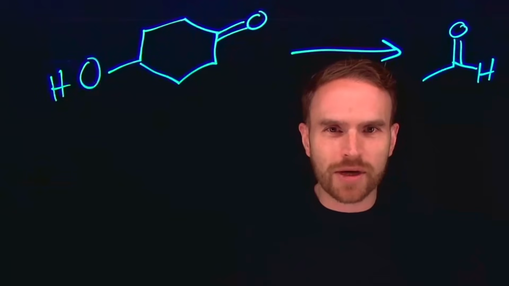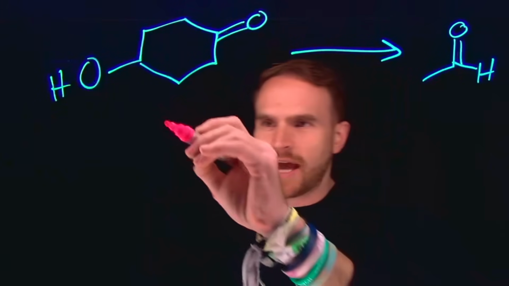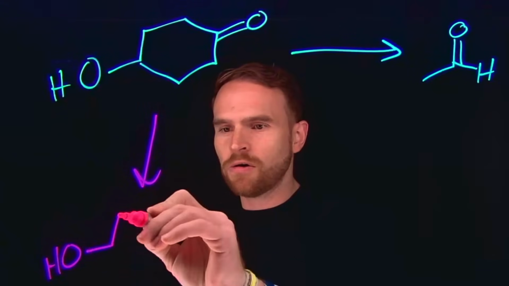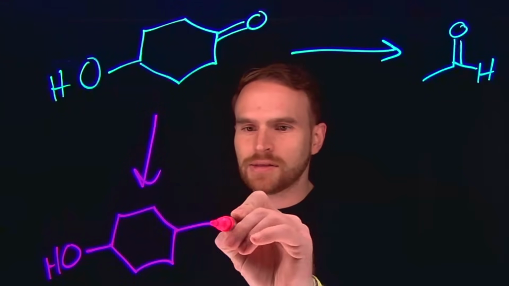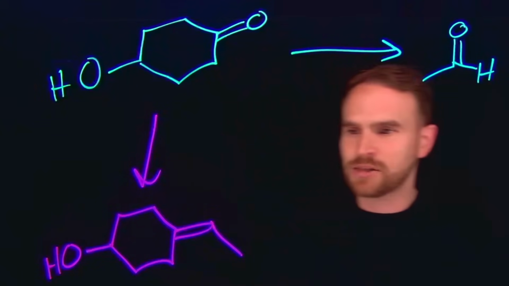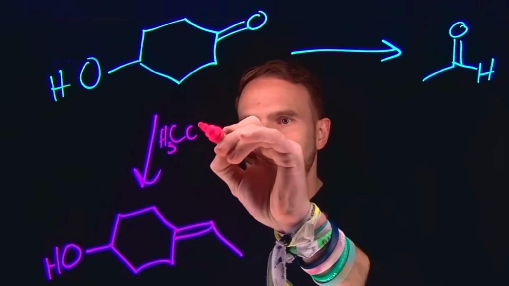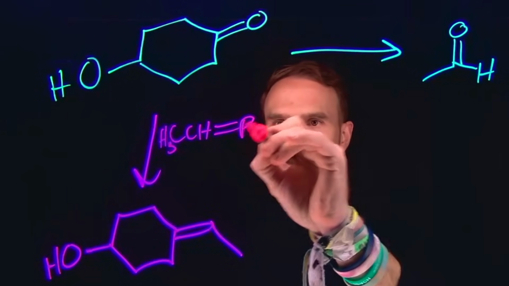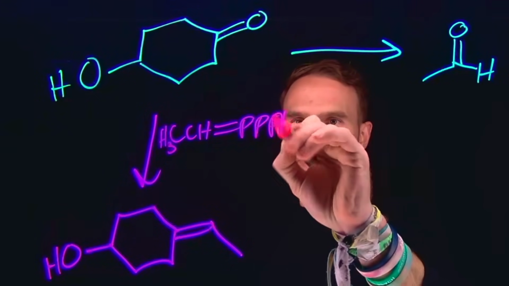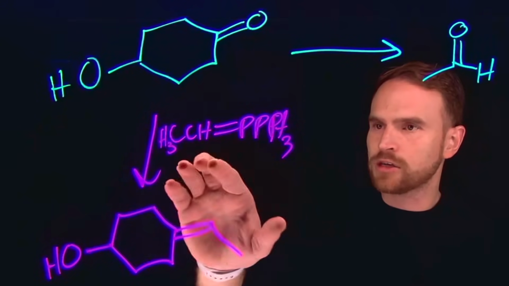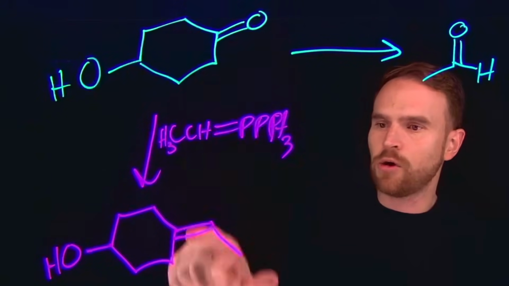So one way that we could do this is by doing a Wittig reaction at this position, giving us an alcohol that has been turned into an alkene. The classic way to do this is by taking a Wittig reagent. So in this case, we would need CH3, CH, double bonded to PPh3, and this is how we generate a Wittig reaction using this phosphorus ylide that would turn this ketone into this alkene.